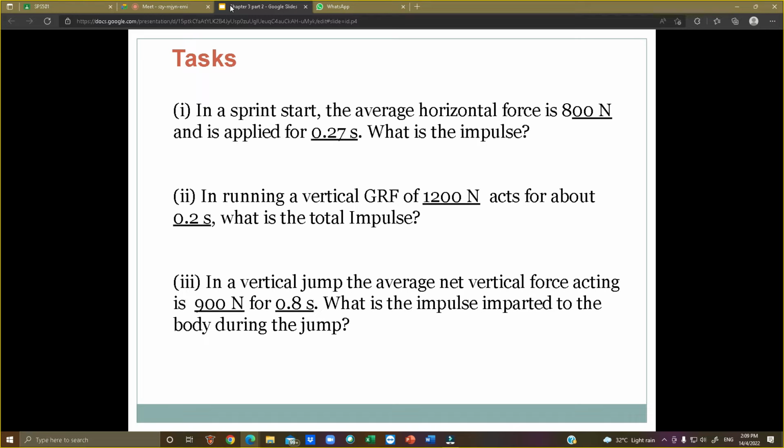Okay, kita sambung. So yesterday we have reached impulse momentum.